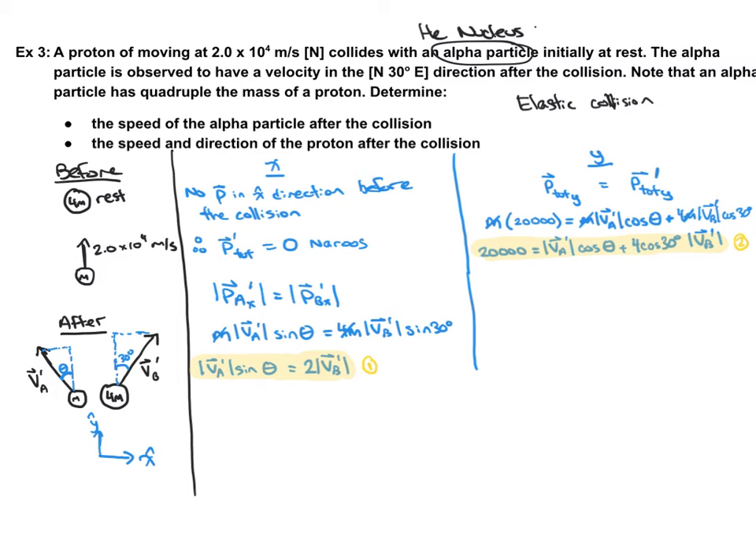And it has the same three unknowns: velocity A prime, velocity B prime, and the angle. So I've got two equations, three unknowns. Usually that's not enough equations to solve for three unknowns. I'm going to need a third equation. And that third equation is going to come from the fact that it's an elastic collision. That's going to provide us with equation number 3.